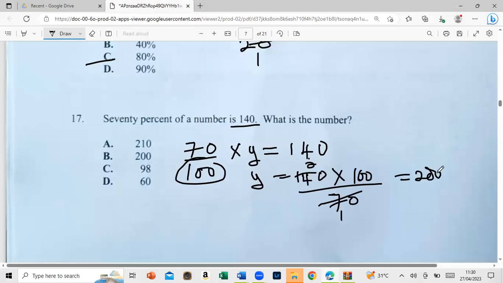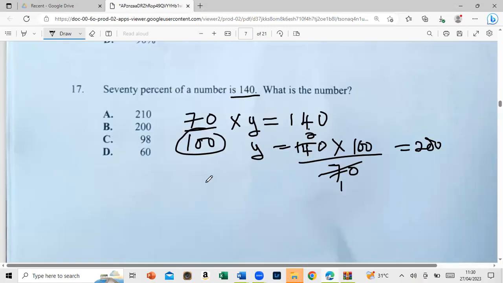Alright, I'm going to check just to show you guys how to check your answer. So what it is, we find 70% of a number.